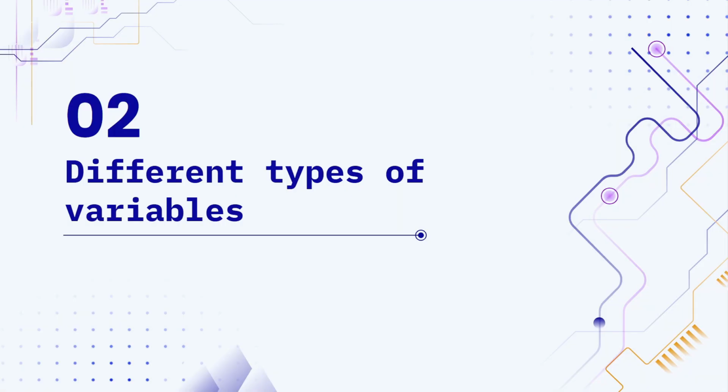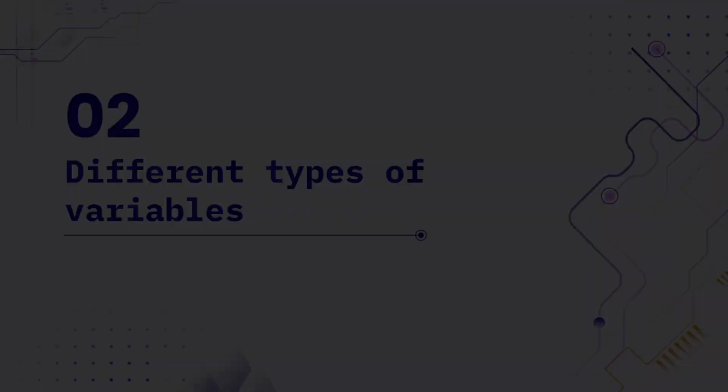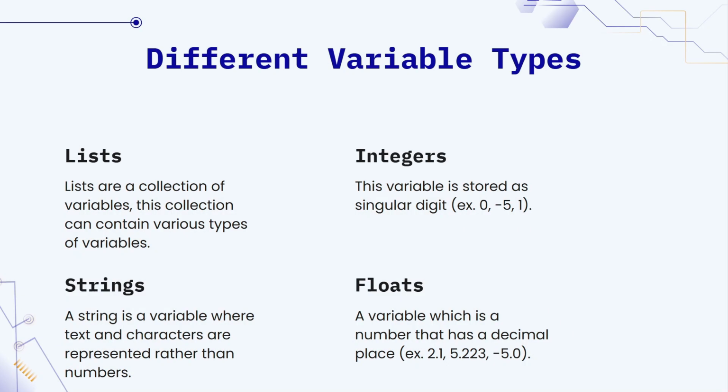Okay, so now we're going to learn about different types of variables. I'm going to say 4 types of variables. There are actually many more types of variables, like dictionaries and sets, but we don't need to know that right now. So first we have lists. Lists are just a collection of variables, and this collection can contain different types of variables. Integers are variables stored as a whole number like 1, 2, 3, -5, anything like that. And a string is just a variable that holds text. And floats are just variables that have a decimal place. That's all we really need to know about variables right now.